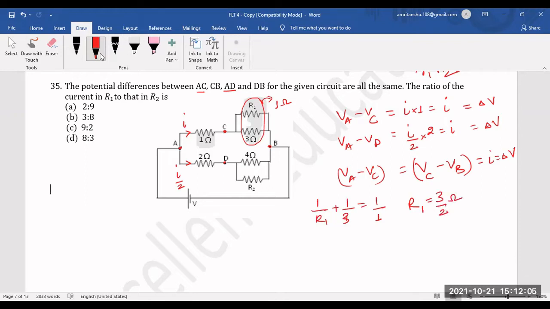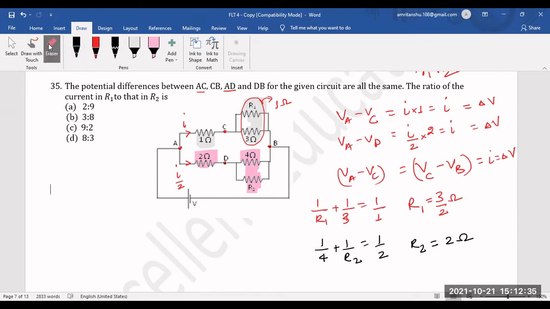Similarly, if this is 2 ohm, this also has to be 2 ohm, then only the potential differences VA minus VD and VD minus VB will be the same. Okay. So again, I can say 1 by 4 plus 1 by R2 is equal to 1 by 2. And from here, R2 comes out to be, I'm sorry, R2 comes out to be 4 ohms.